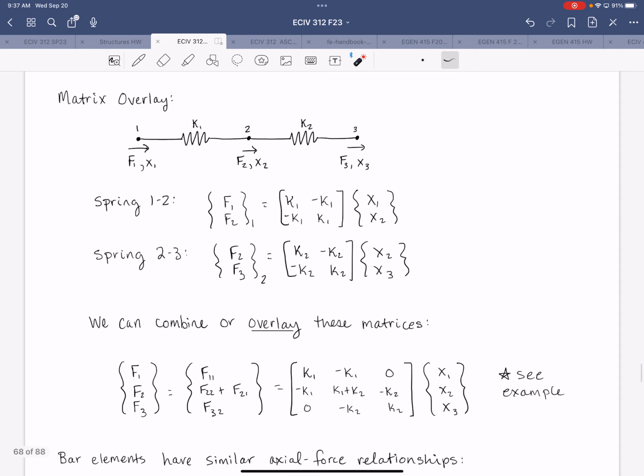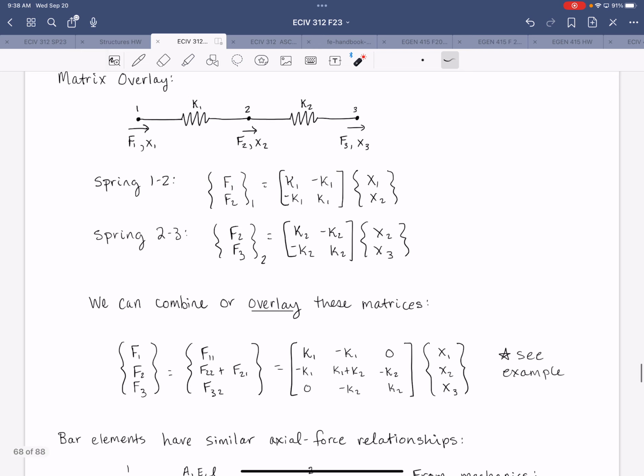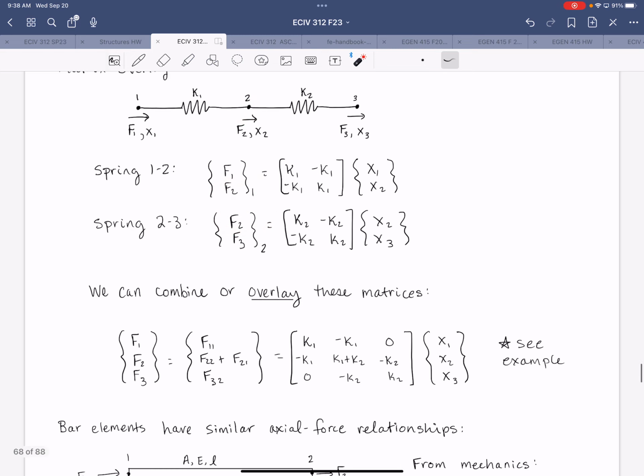So what that ultimately means is when we combine these systems, we overlay the matrices to evaluate the entire system working together, right? We're going to be summing the forces at node 2, which is where the two systems connect, right? So we have the F22 plus F21 down here. So I'll just write out the equations for node 2 specifically, since that's where the overlap occurs.